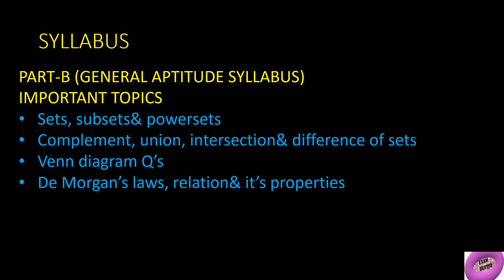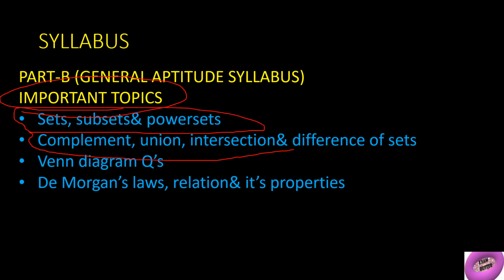Here again the important topics in general aptitude: sets, subsets and power sets. These come under one topic but have different classifications. We need to know the simple line between these topics: Venn diagram questions, De Morgan's laws, relations and their properties.